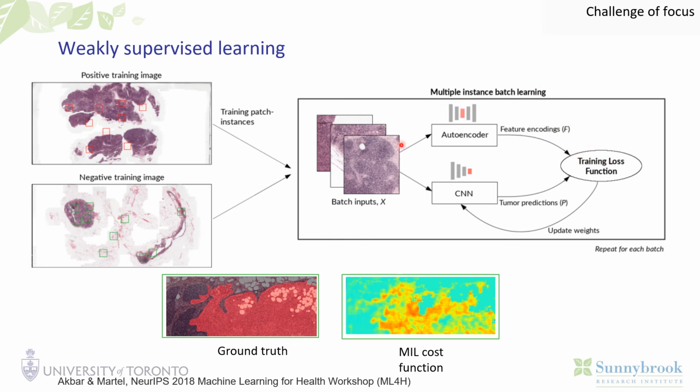And this use of autoencoders or other latent representations to deal with these very large problems with many, many patches in high dimensions is going to become increasingly important in digital pathology. And you can see here that this case here, this is the ground truth label, and this is the segmentation that she was able to achieve without using that ground truth label, just using the slide level labels.